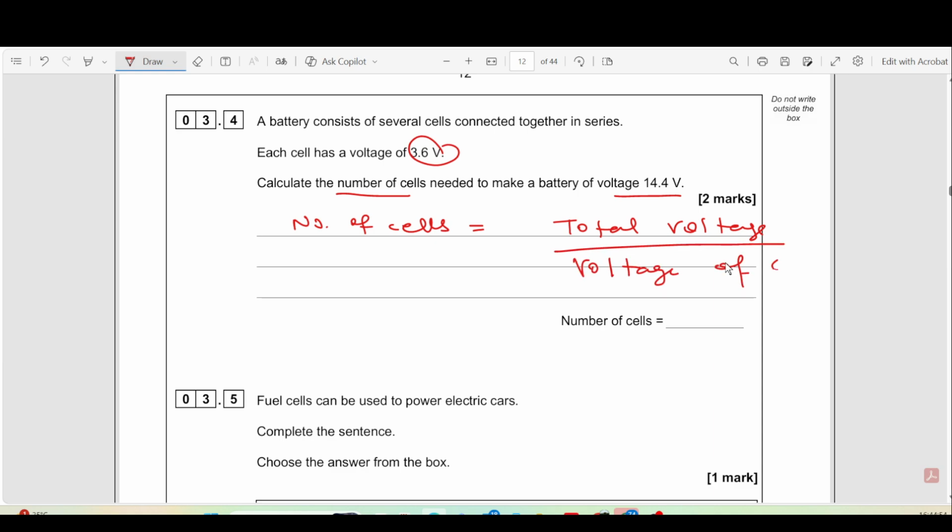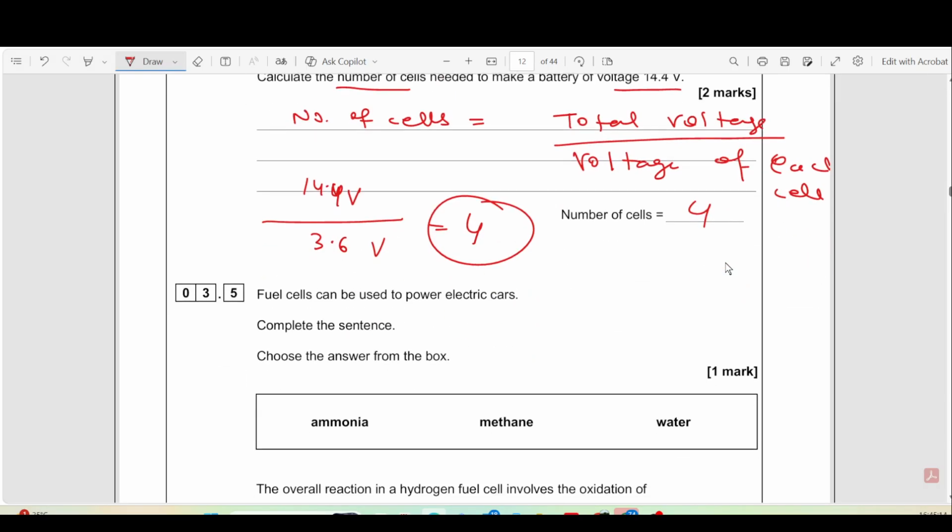Total voltage is 14.4 volt, and the voltage of each cell is 3.6. If you divide it, you'll get 4. Sorry, not 4 volt, 4 cells. So the number of cells is 4. So 4 cells are required.